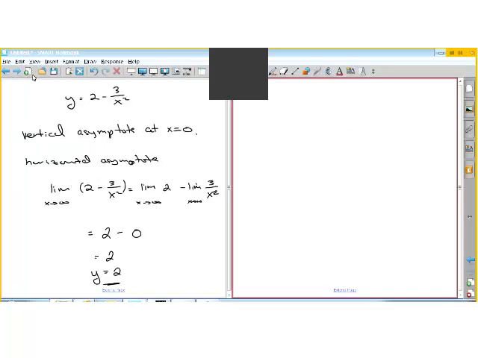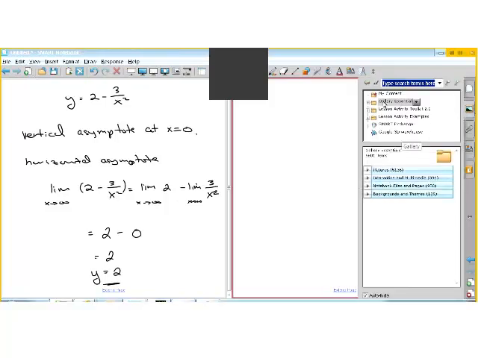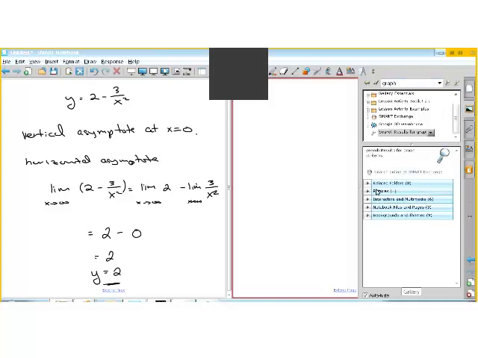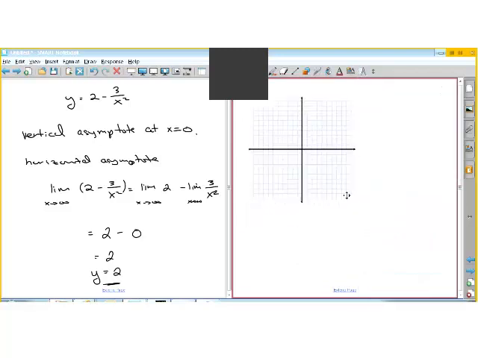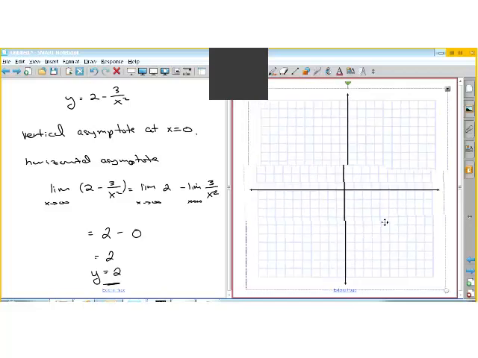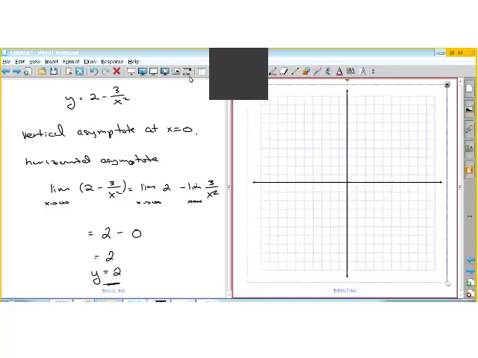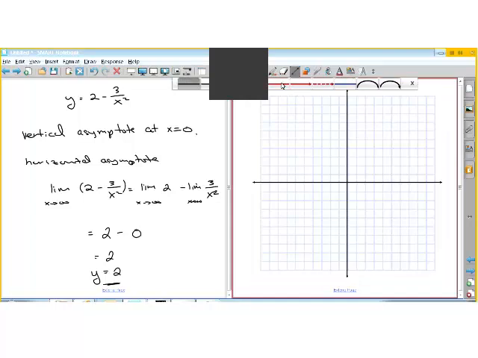Okay, now given that information, we'll actually graph it this time, since I remembered. So let's put in a piece of graph paper. So there's the graph. Okay, so there were no extrema. There was a vertical asymptote at 0, so let's put that in there. I'm just going to use a blue line for my vertical asymptote.